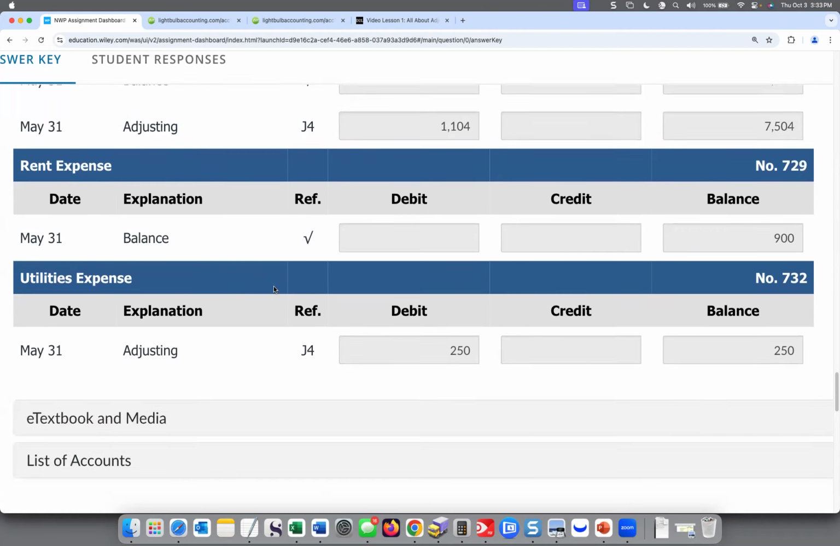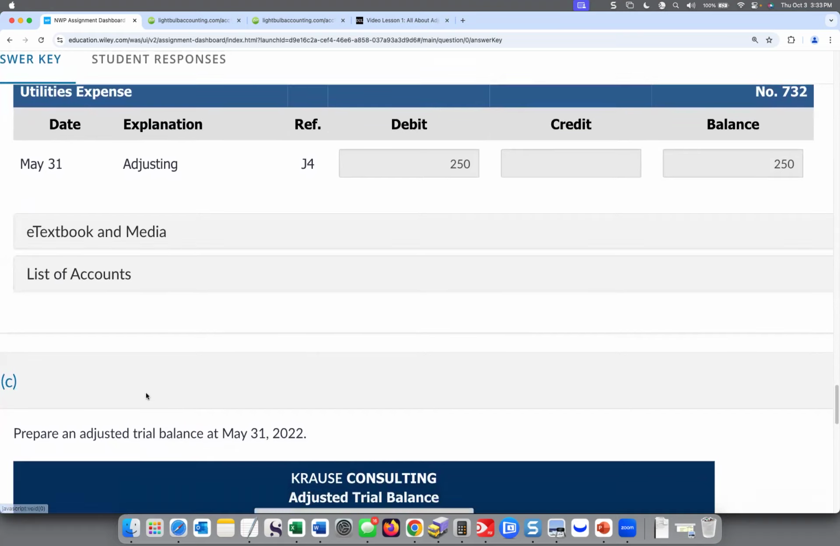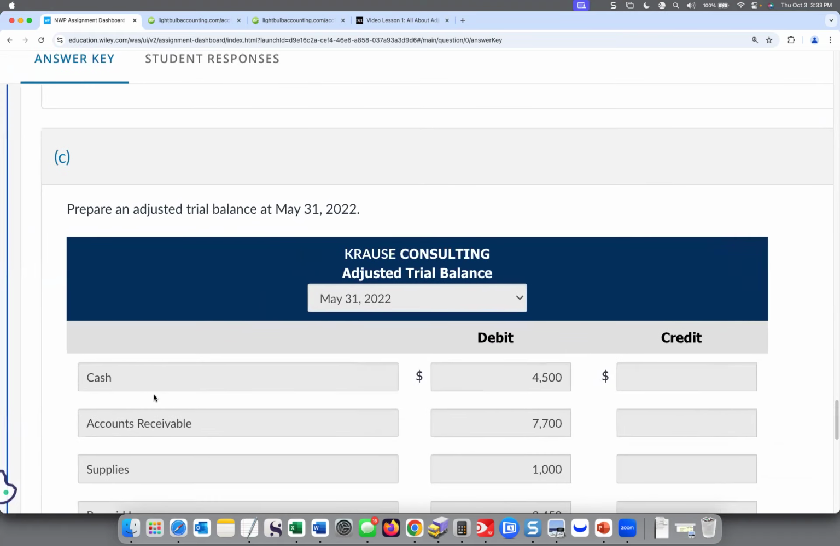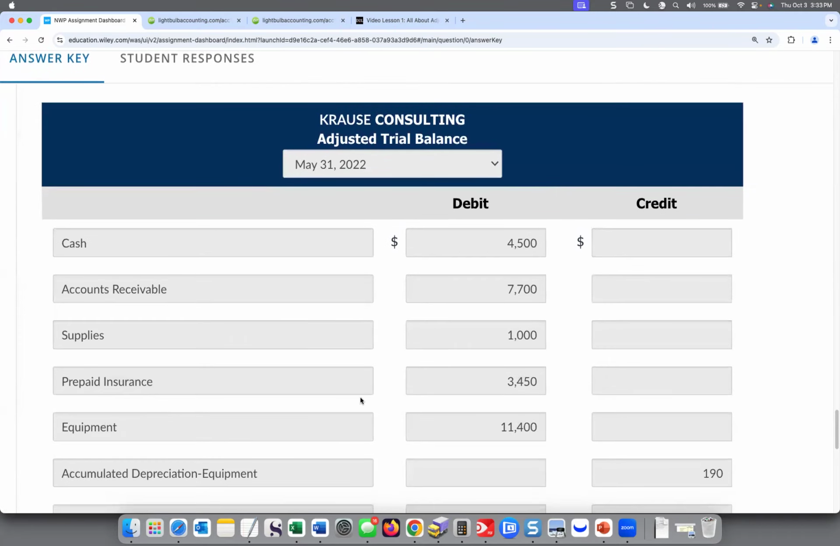And then the last thing to this, once you got all those balances, the last thing you had to do was prepare the adjusted trial balance. So we're taking all those final totals that we got and we're placing them in this trial balance, the second trial balance that we do. There'll be three altogether.